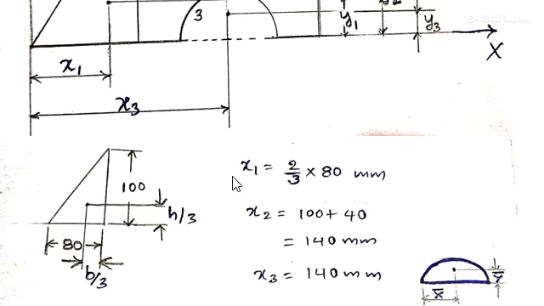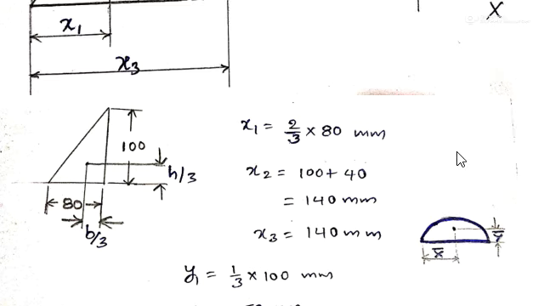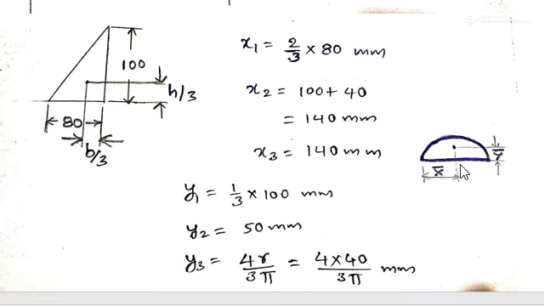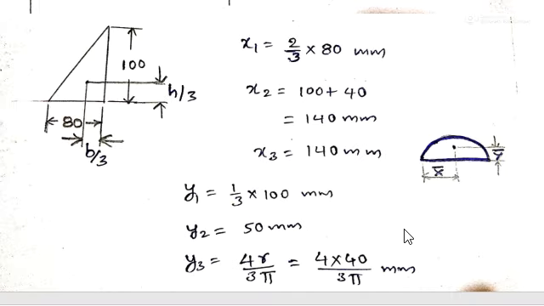If you take it separately, it is y bar, and in the figure it is y3. We know from the semicircle formula that this y bar is nothing but 4r by 3 pi, and here it becomes y3. So you write that formula 4r by 3 pi. The diameter is 80, so the radius r is 40, so 4 times 40 by 3 pi mm. So we have got all of x1, x2, x3, y1, y2, y3.